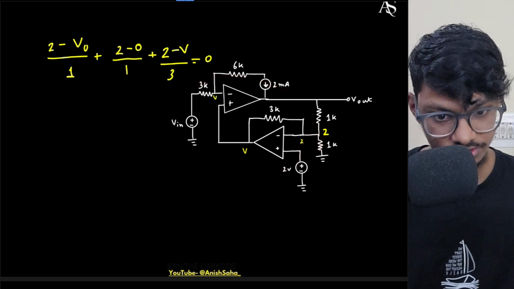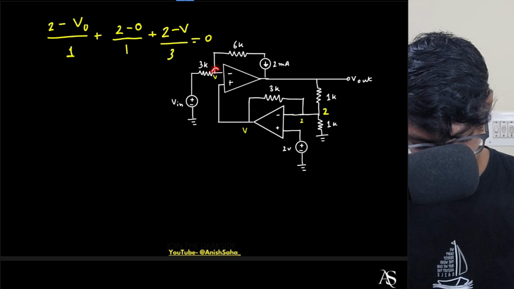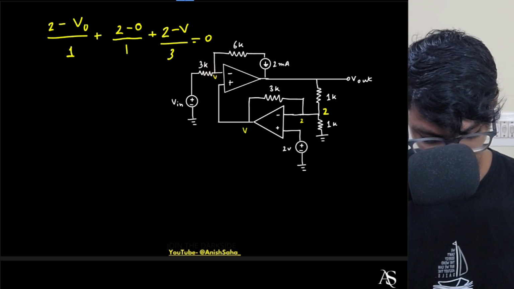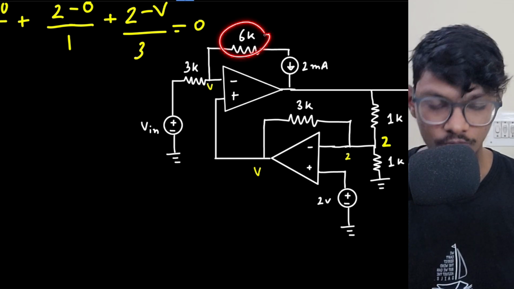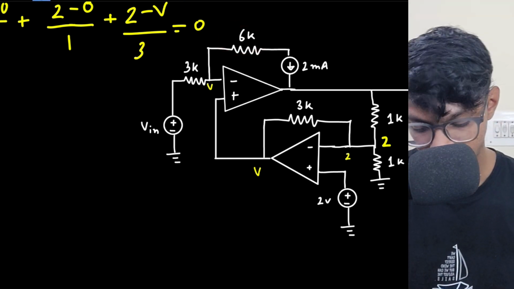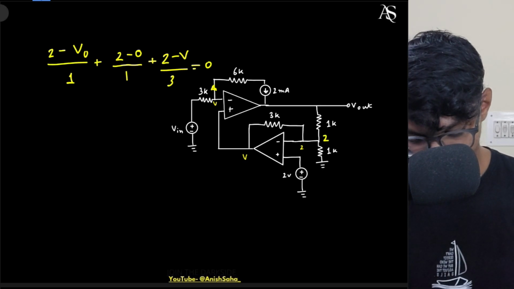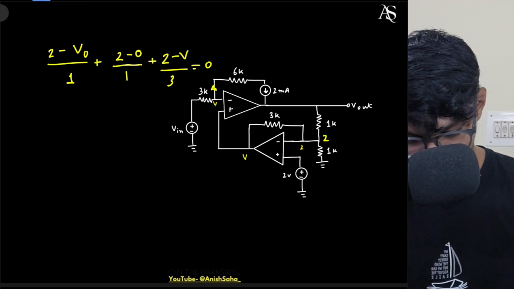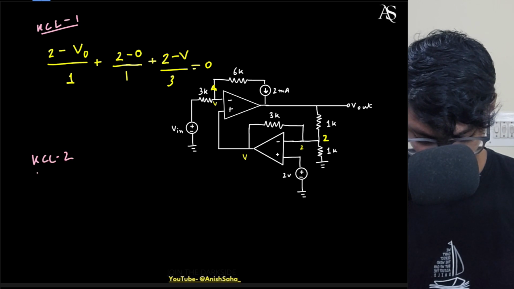And what is the second equation? Second equation is this. If I apply a KCL here, what will I get? I know this current is 2 milliampere. So this 6 kilo ohm of resistance is redundant actually, because here 2 milliamp of current will anyways flow, right? So this is the KCL 1 and this is the KCL 2.